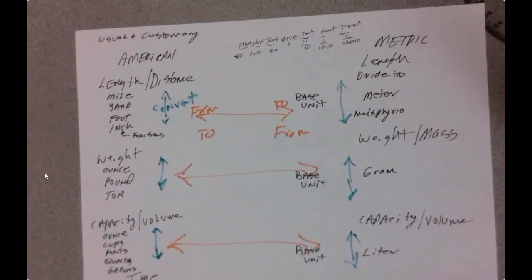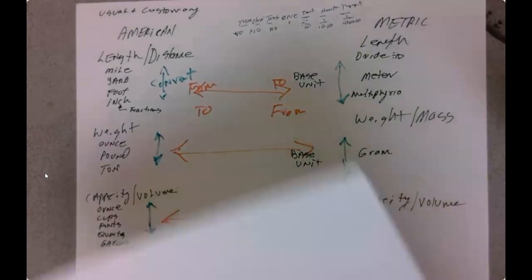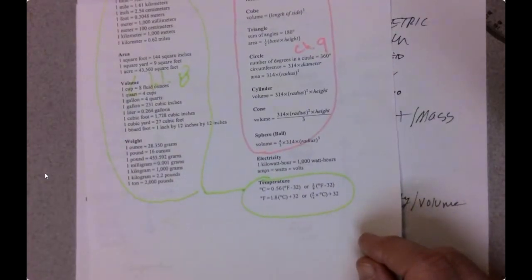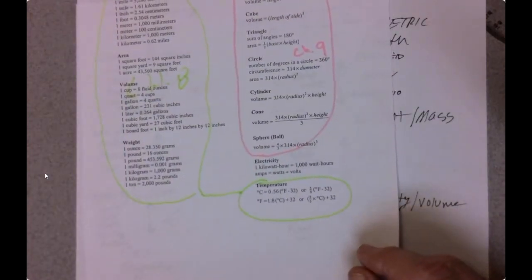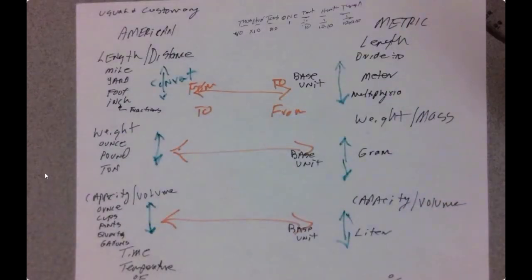Now the conversion between temperature units, Fahrenheit and Celsius, is accomplished through the use of this little formula here. And again, you'll have this formula available to you on the proctored exam. And I think that's it.